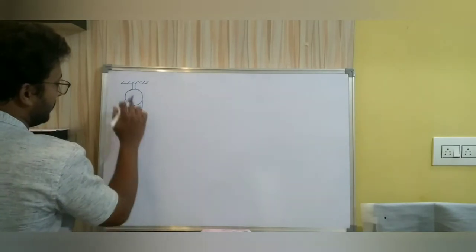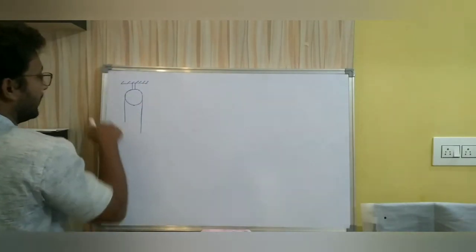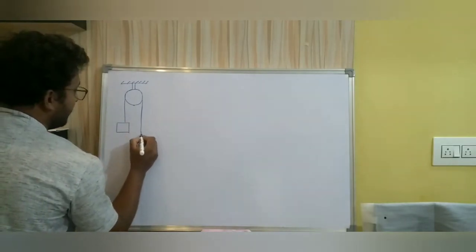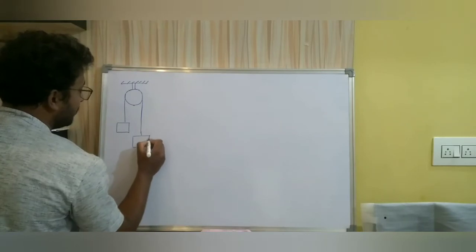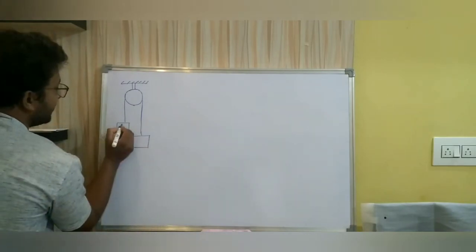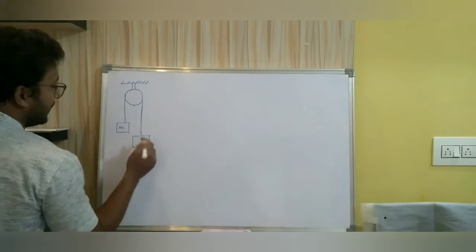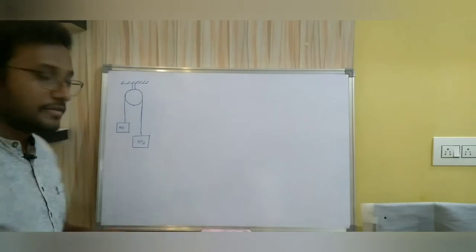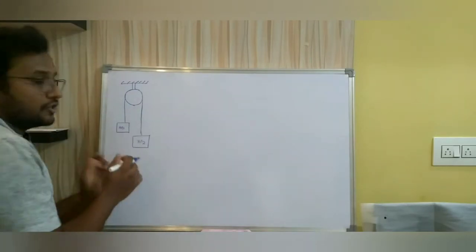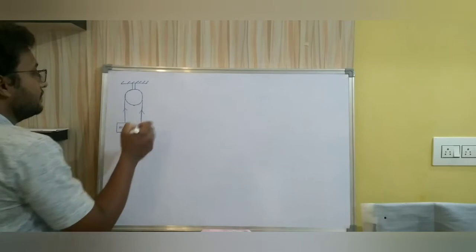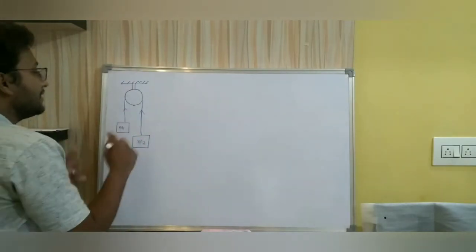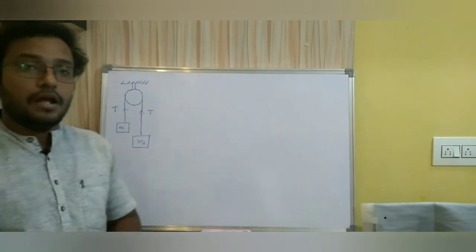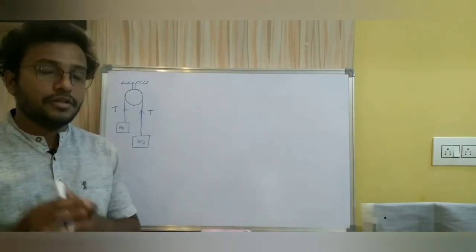The string is passed over this pulley, and both ends of this string are attached to two blocks of different masses. Let me call this block of mass m1 and the other block of mass m2. One important thing we have to understand here is that on both sides of the suspension from the pulley there is a tension in the string, and this tension on both sides is exactly equal. So let us understand how this tension on both sides is equal.